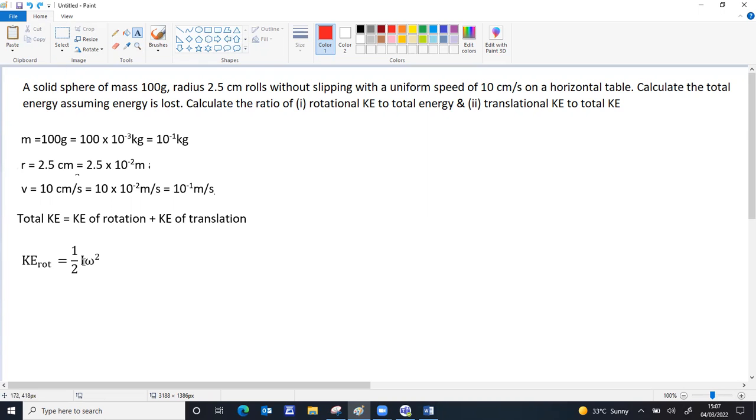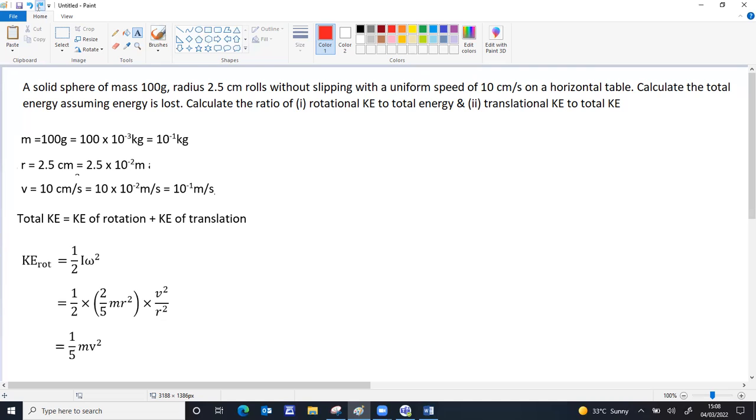Here I is the moment of inertia and omega is the angular speed. The moment of inertia of a solid sphere is 2 by 5 mr square. And we have the relation V equal to R omega, from that omega can be substituted as V by R. So half, moment of inertia is 2 by 5 mr square for a solid sphere, omega is V by R, omega square is V square by R square. You cancel R square, cancel 2, and finally the answer will come as 1 by 5 mv square. So this is the kinetic energy of rotation.